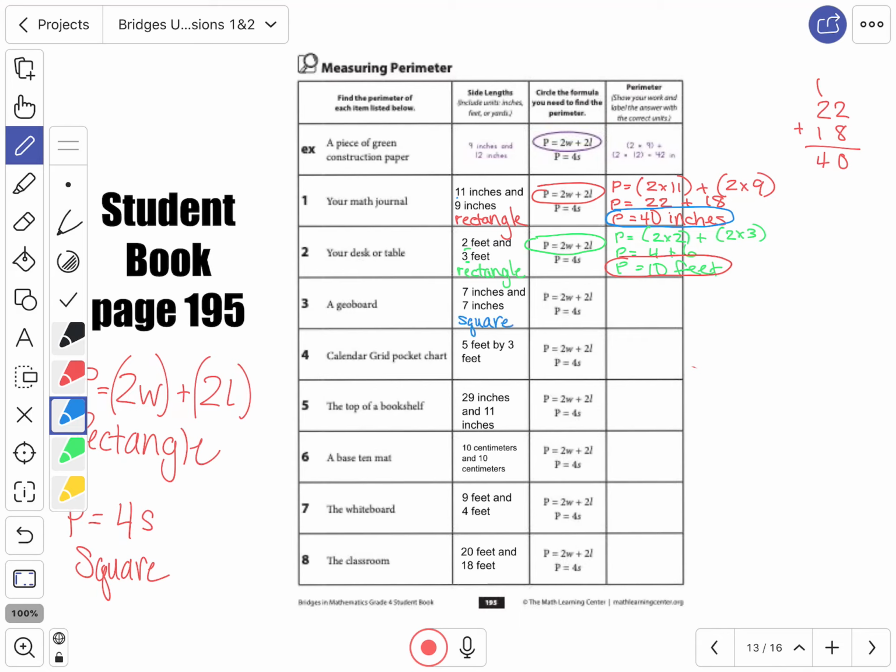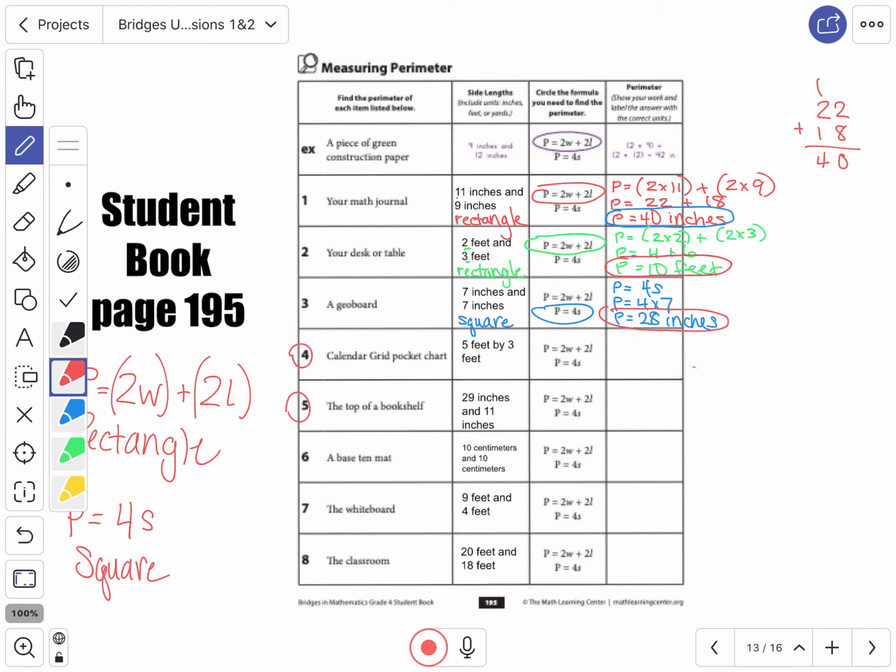I did that on purpose so that you could see that I'm going to use this formula because it's a square, okay? Perimeter equals 4 times the sides. Perimeter equals 4 times 7. The perimeter of my geoboard is 28 inches, boys and girls, okay? I'm going to circle that answer.